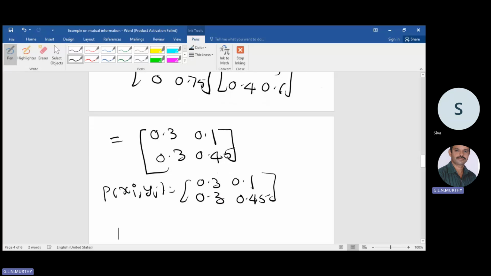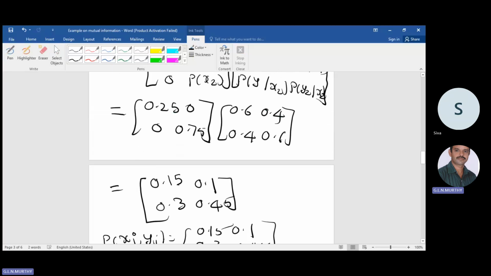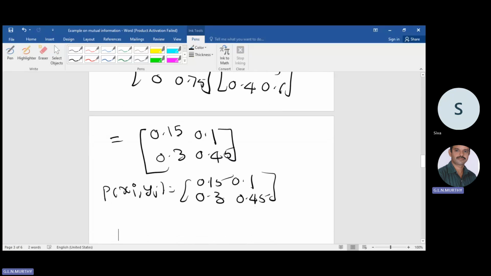The first value, let me mention, is not 0.3 actually, it is 0.15. This one also is 0.15. I need to correct it. Sorry for this small correction. So 0.15, 0.15. Let me verify once: 0.25 into 0.6, yes, it is 0.15. Right. Now let us continue further.